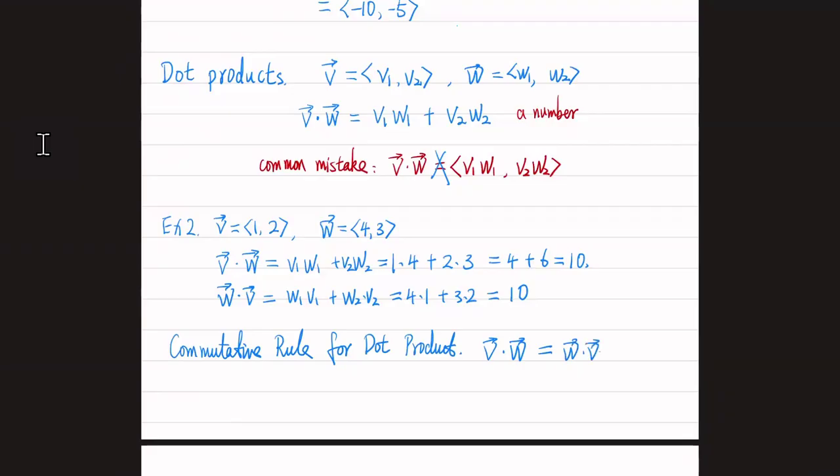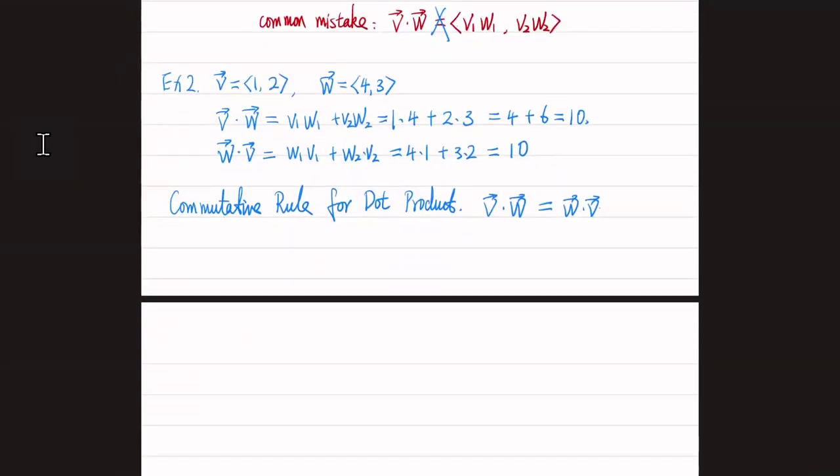The dot product of V with W is the same as W with V. Could we find the dot product of a vector with itself? So V is A and B. What's V dot V? Tell me your answers.